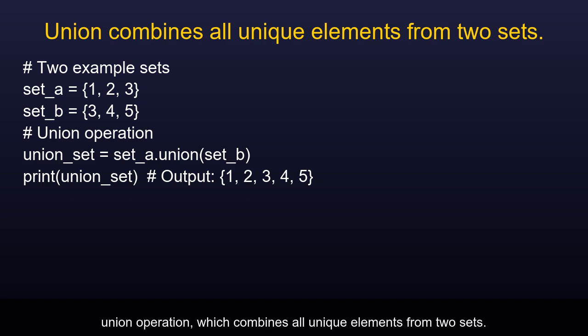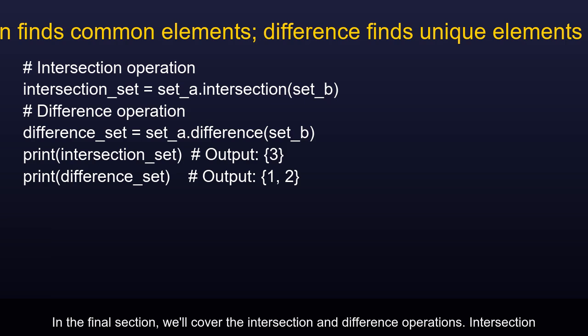We'll start with the union operation, which combines all unique elements from two sets. In the final section, we'll cover the intersection and difference operations. Intersection finds common elements between sets, while the difference shows elements that are in one set but not the other. These operations help filter and refine data effectively.